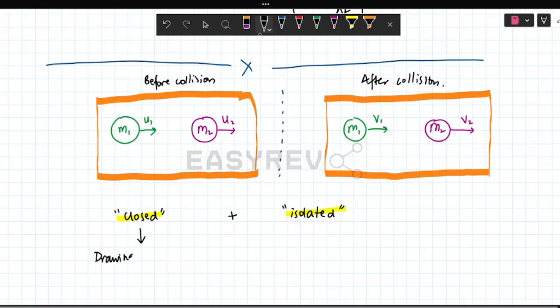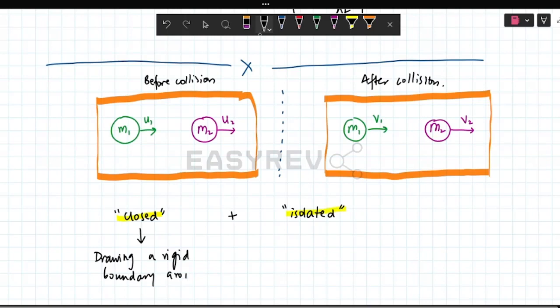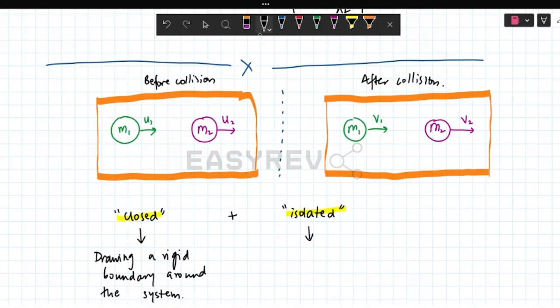And it's a rigid boundary, so we don't expect it to change or allow some kind of external influence to come in. So it's drawing a rigid boundary around the system, our system being the 2 billiard balls. And when the system is isolated, what we mean to say is that no external influences or external forces can influence our system, right?